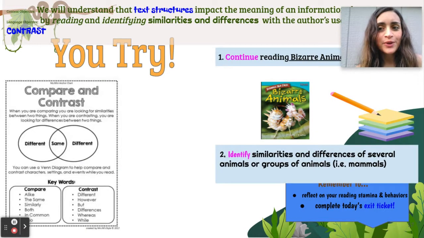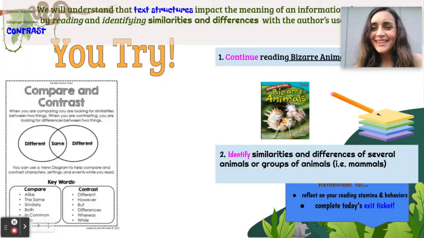And now I would like for you to give it a try. Continue reading Bizarre Animals and identify some similarities and differences of several animals or the groups of animals that they belong in, for example, mammals. And remember to reflect on your reading stamina and behaviors, and to complete today's exit ticket. You may pause this video and use this compare and contrast chart to look at the keywords linked to comparing and contrasting, but in your own mind, you can also stop and think about the differences or the similarities between the animals that you're learning about. Get started!